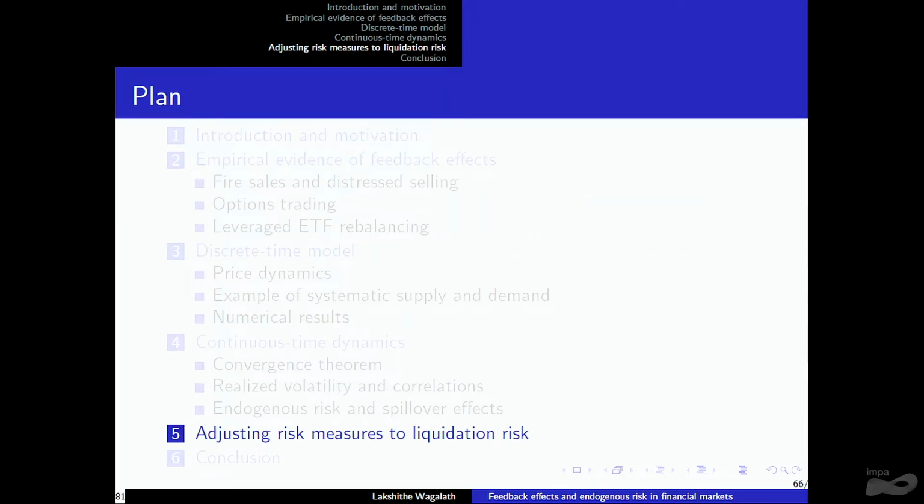All right. So that's for the results of the continuous time dynamics. So now what I'm going to do is to try to apply this kind of approach to risk measures. All the approach that we did here was a very quant approach.